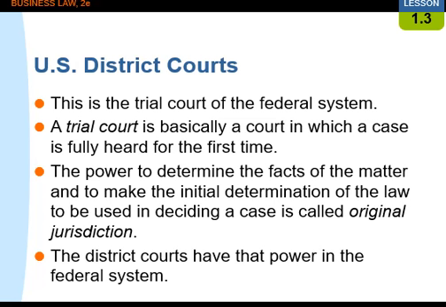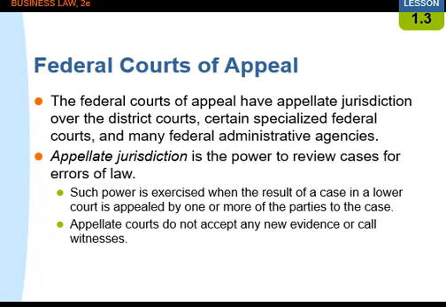In all diversity cases, more than $75,000 has to be in dispute for the case to be considered significant enough for a U.S. District Court to handle it. If the amount in question is less than $75,000, the case will be tried in a state court with appropriate jurisdiction. The federal courts of appeal have appellate jurisdiction over the district courts, certain specialized federal courts, and many federal administrative agencies. Appellate jurisdiction is the power to review cases for errors of law.